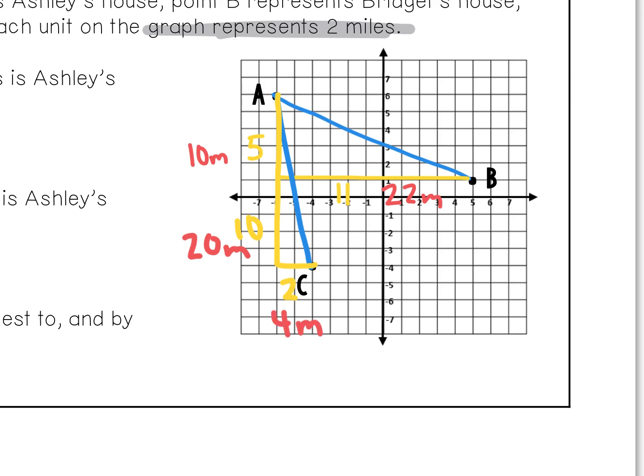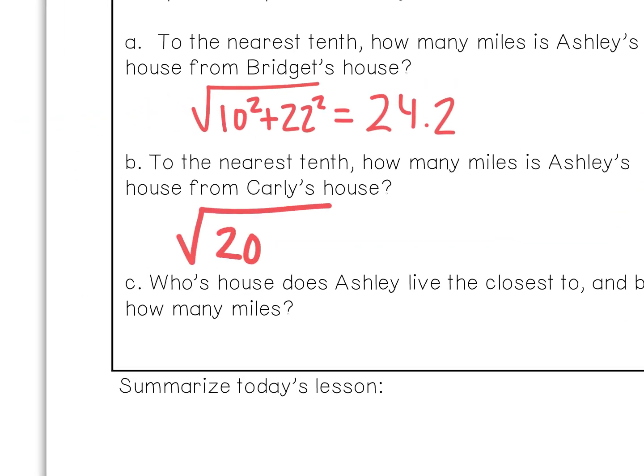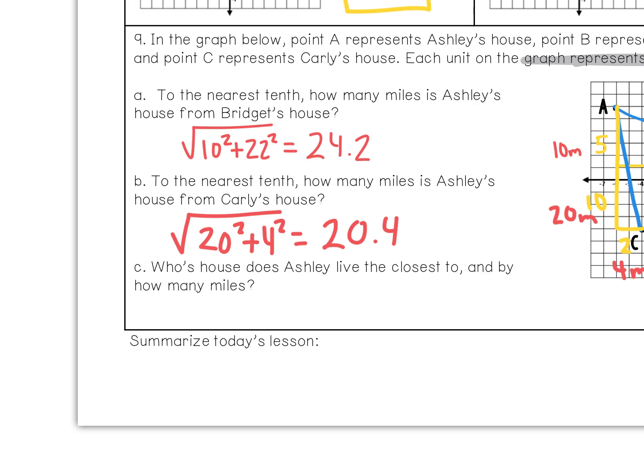So what 2 numbers do I need to do the formula with? 20 and 4. Okay, what's that value? Okay, the people agree it's 20.4. Okay, 20.4. So whose house is closer? Carly. So Carly's house is closer.